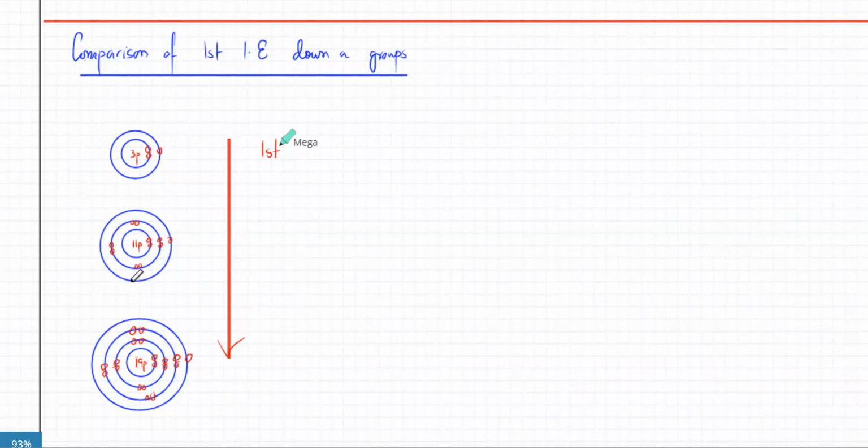Small atomic radius. And for the last one, it's going to be really easy because the electron is really far away and it's very shielded as well. The nucleus cannot really attract the electron because it's very far away. Plus, there are lots of other electrons coming in the way.